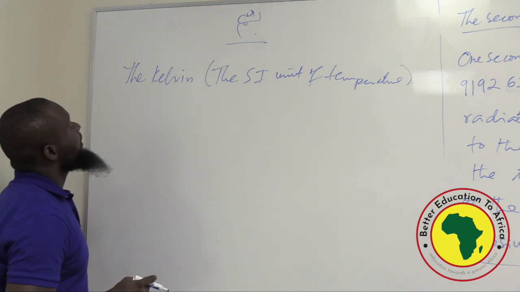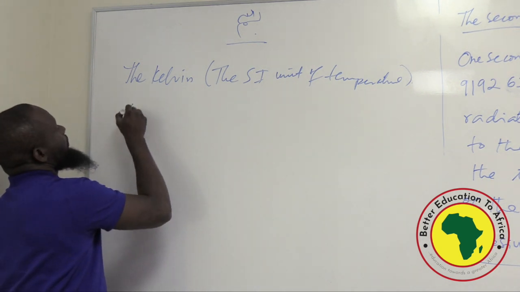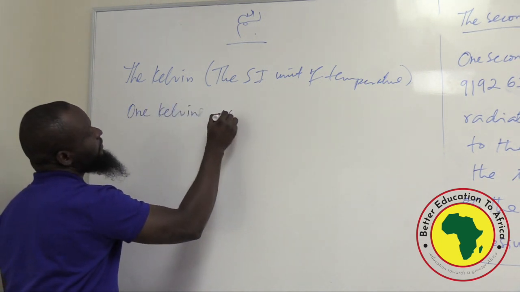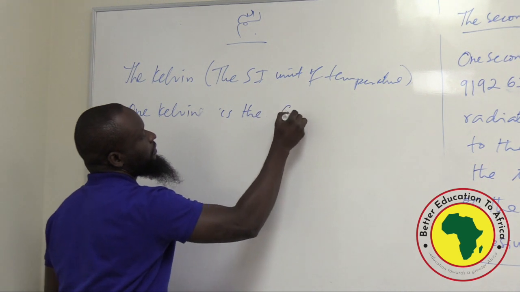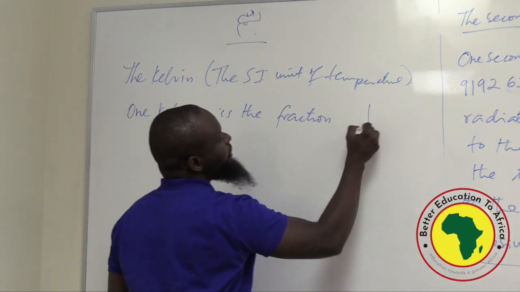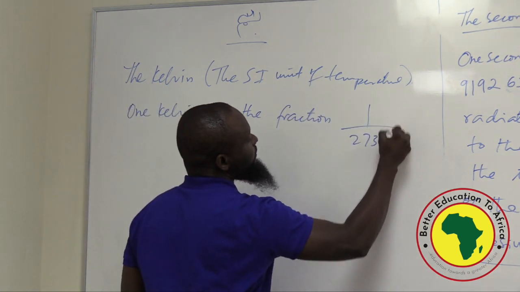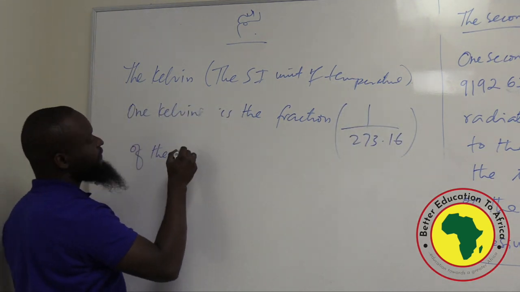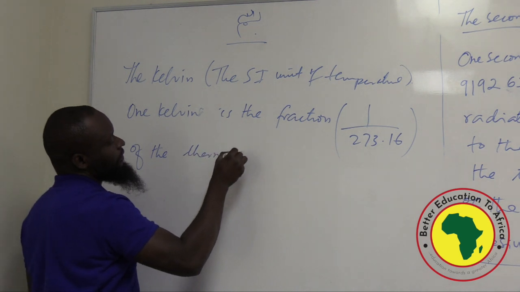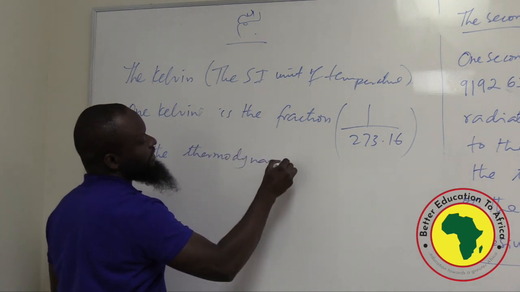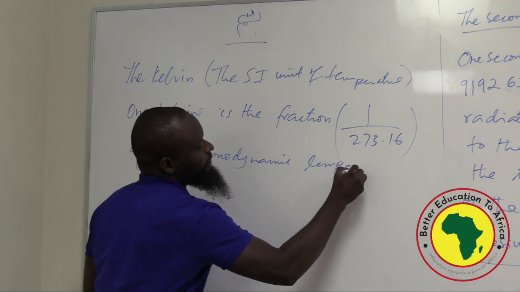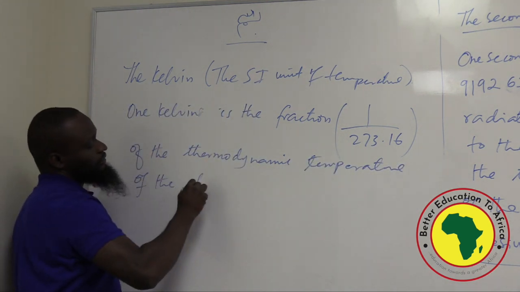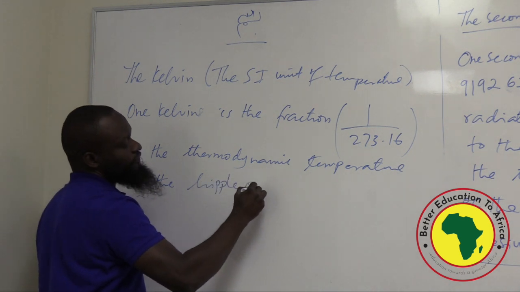Then the Kelvin. 1 Kelvin is the fraction 1 over 273.16 of the thermodynamic temperature of the triple point of water.